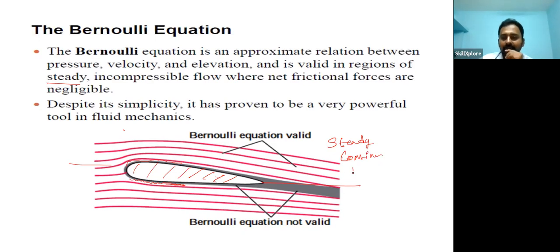Next thing is incompressible. But the fluid which hits the nose will get compressed to some extent, will lose its velocity and get compressed. So this part has some turbulence, and we wouldn't be able to apply the Bernoulli's boundary layer concept and Bernoulli's equation here.